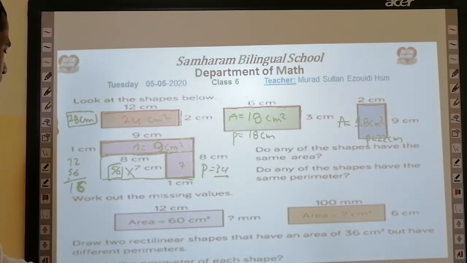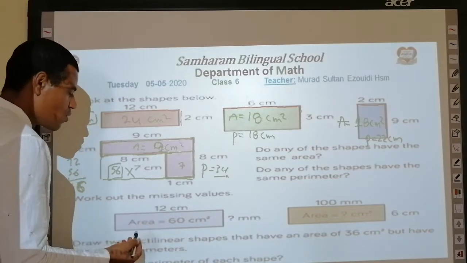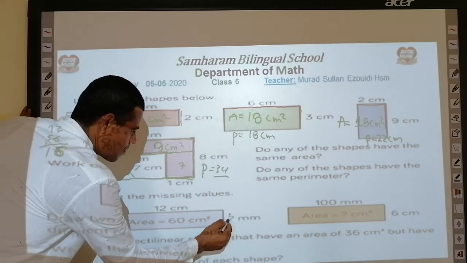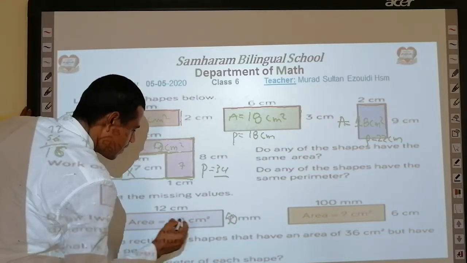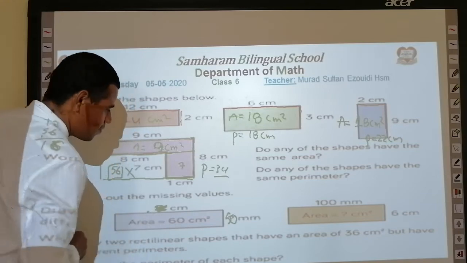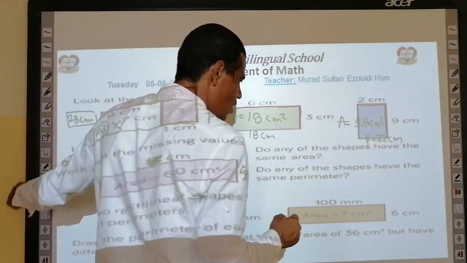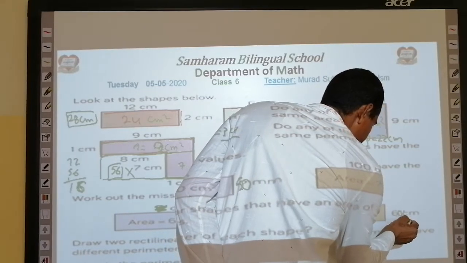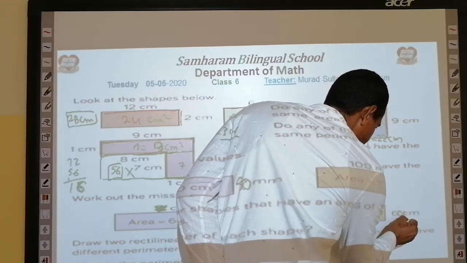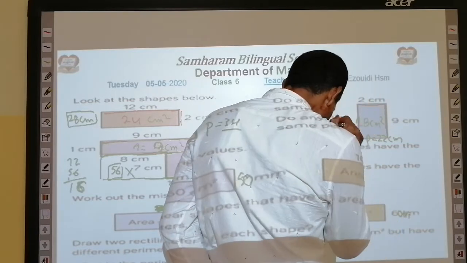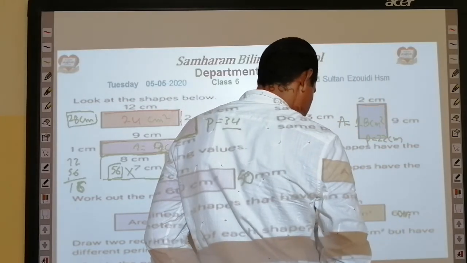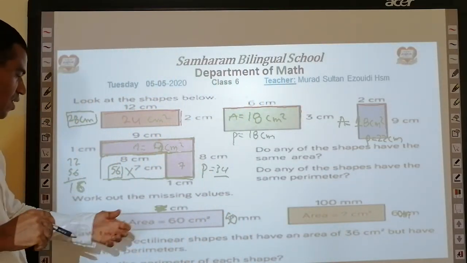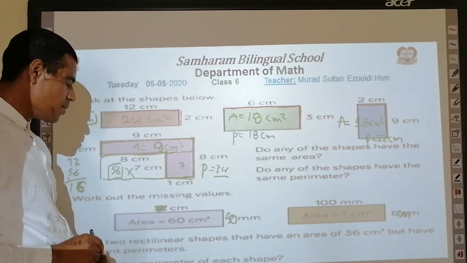Okay, work out the area. This is 60 millimeters. Now the question is, this one for example is 50, and this one is an unknown value. And here also, this one is 60 millimeters. Now, try to find this value. The area is 60 centimeters squared.